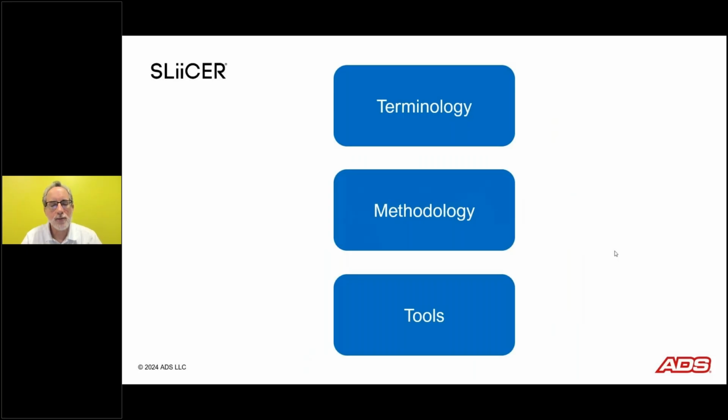So in this particular webinar today, I'm really going to focus on three key areas. I'm going to talk about some terminology related to I&I and I&I studies. I'm going to talk about methodology, and this is more at a conceptual level about how we go from flow monitor and rainfall data to I&I insights. And then the tools at the bottom. SLiiCER is the tool that we're going to discuss today that puts this terminology and methodology into motion.